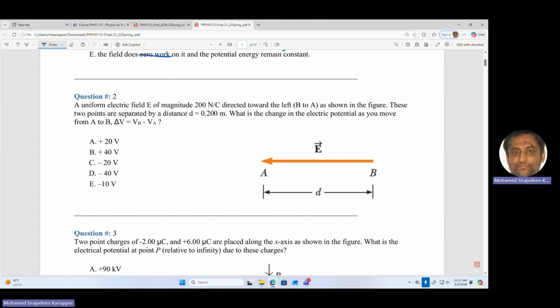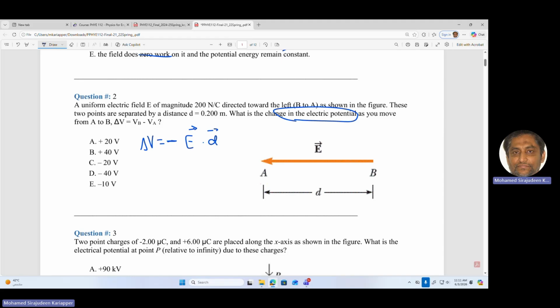A uniform electric field E of magnitude 200 Newton per Coulomb is directed toward the left, B to A, as shown in the figure. These two points are separated by a distance of 0.2 meters. What is the change in the electric potential as you move from A to B? So he's asking for delta V. So tell me the equation. Okay. Negative, yeah, I put the negative. He's asking for the change in potential, the potential difference, right?